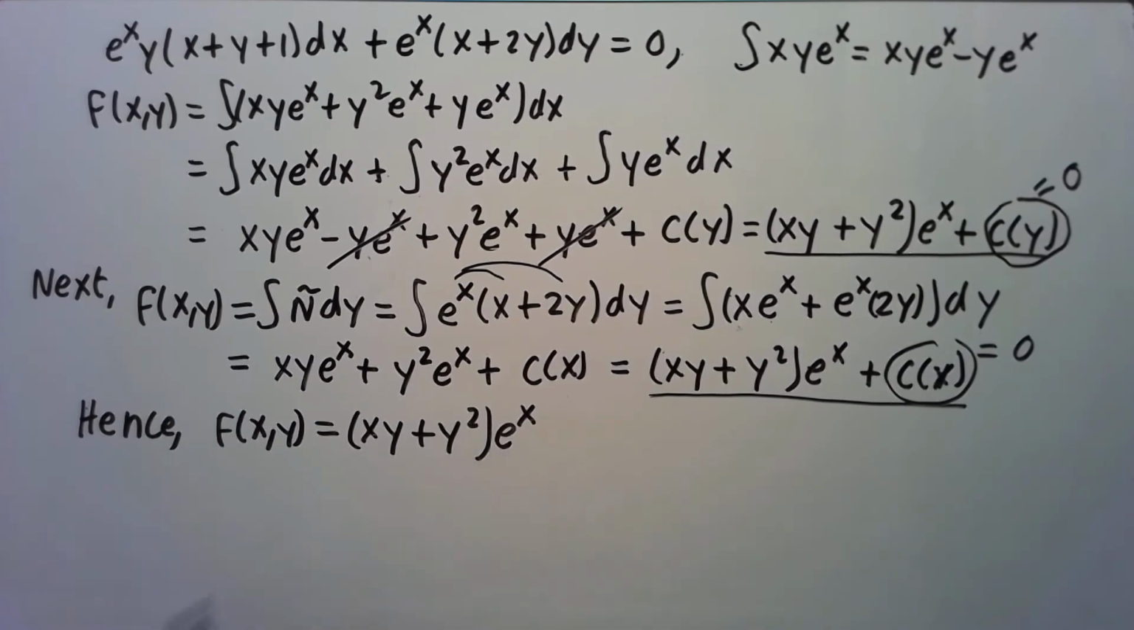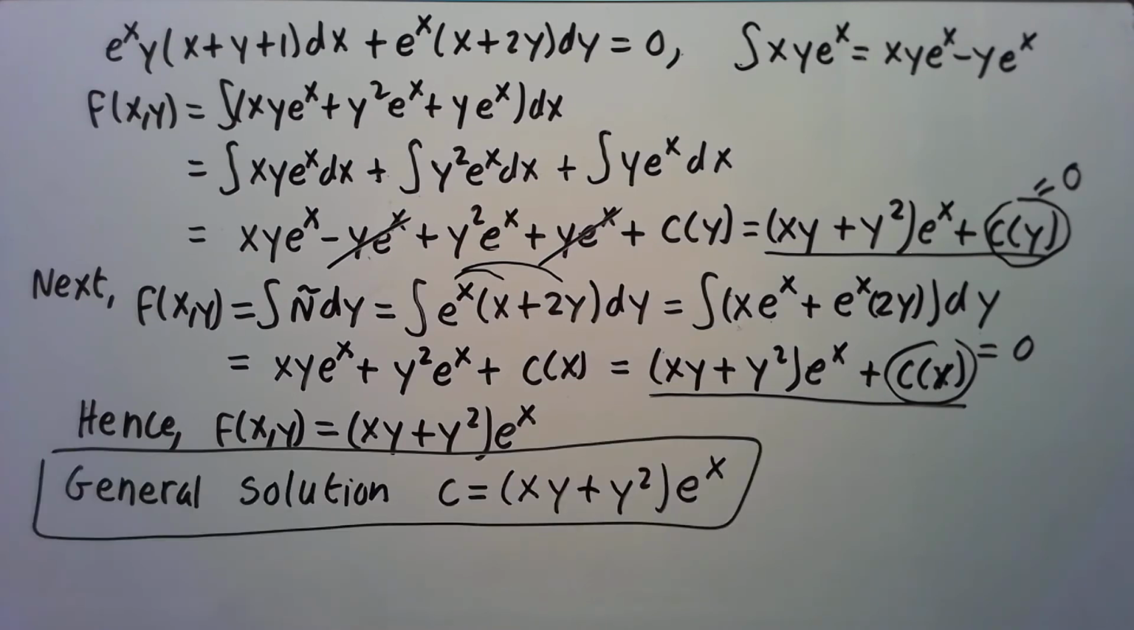So the general solution for this differential equation will just be replacing the f with the c. So let's write the general solution. Here's our general solution: c equals xy plus y squared times e to the x.